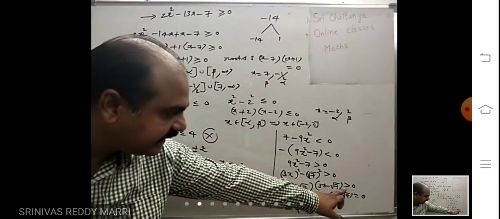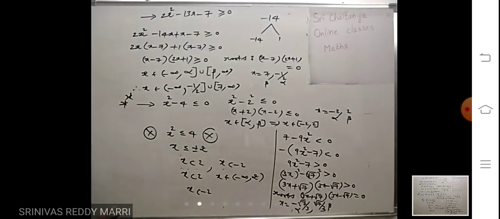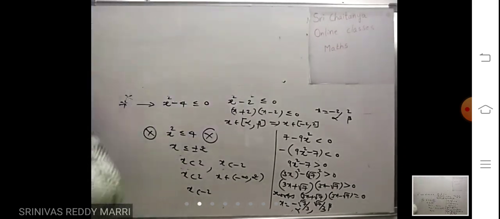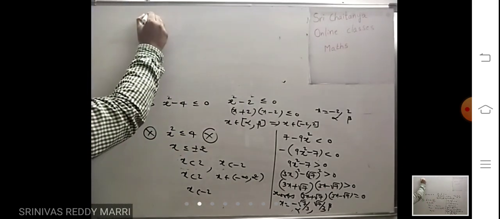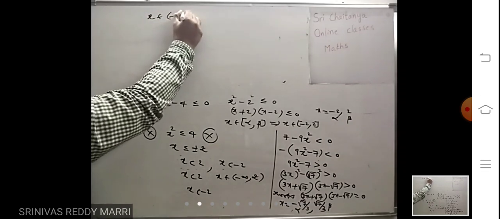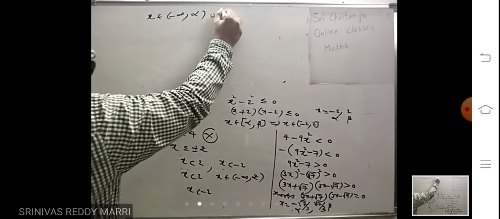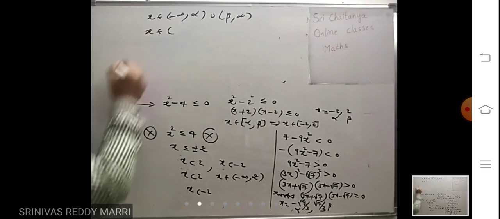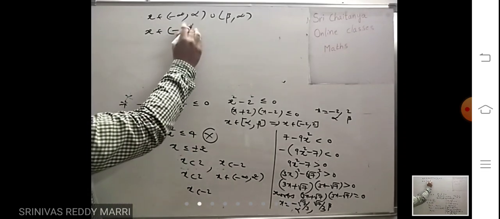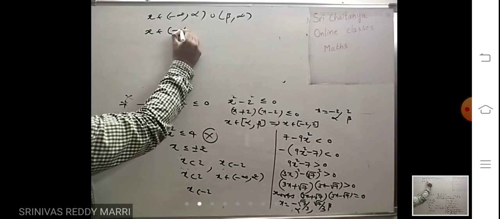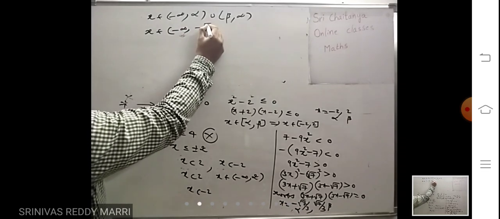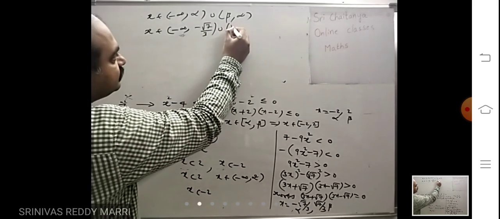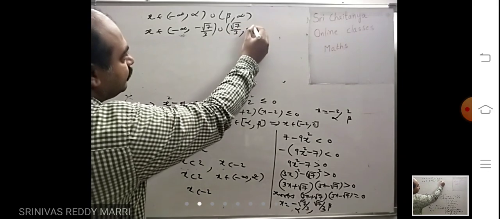So what is the answer? Greater than 0 is there. So greater than 0 means, what is the answer? X belongs to minus infinity comma alpha union beta comma infinity. That means x belongs to minus infinity comma minus root 7 by 3, union root 7 by 3 comma infinity. That is the answer.